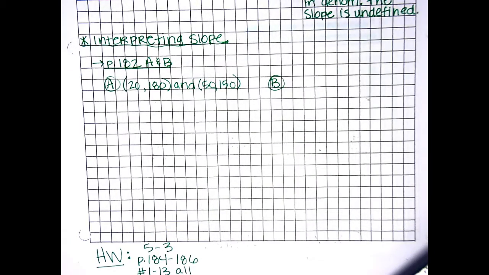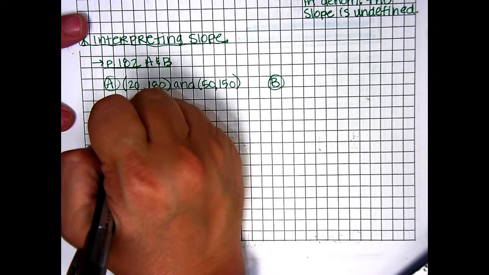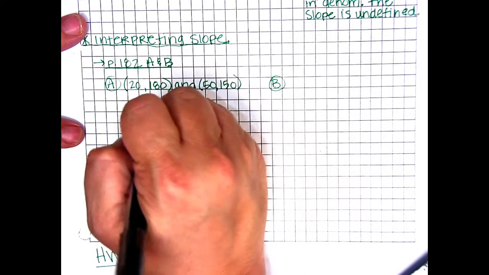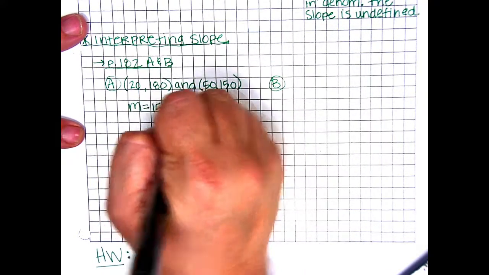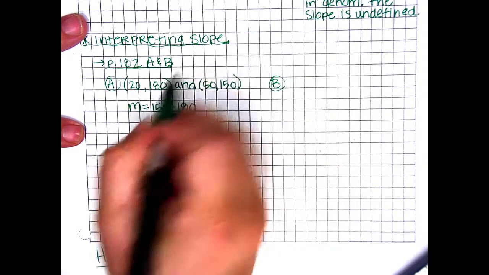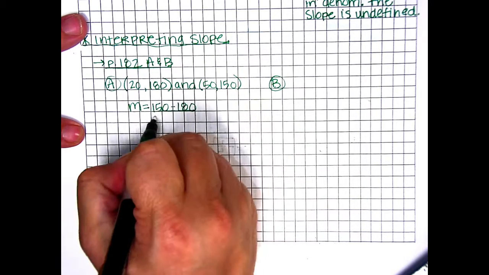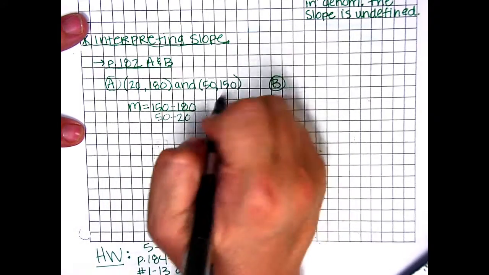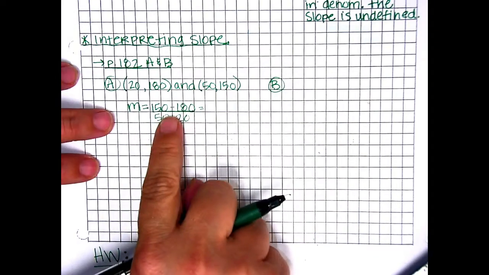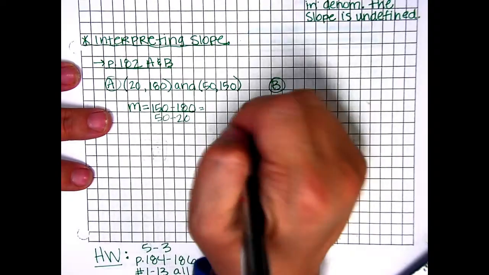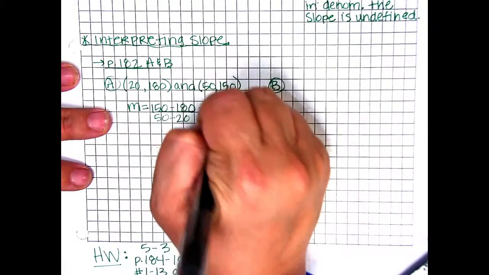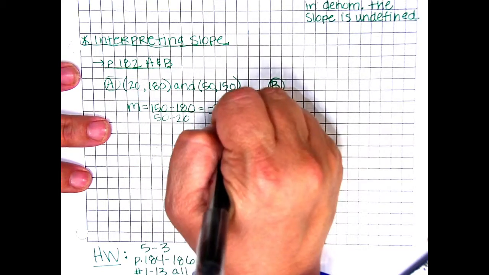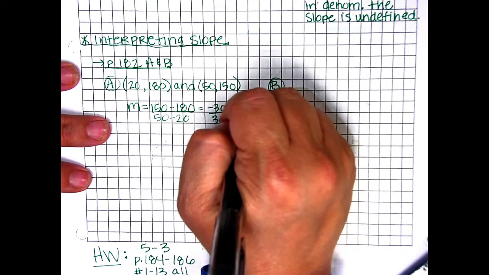Okay, so we're going to use the slope formula. So m equals 150 minus 180 over 50 minus 20. So 150 minus 180 is negative 30. 50 minus 20 is 30, which gives me a slope of negative 1.